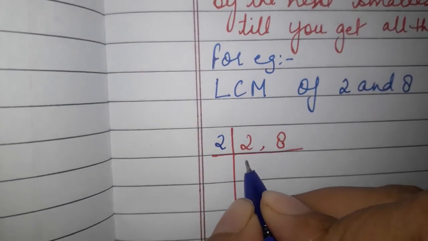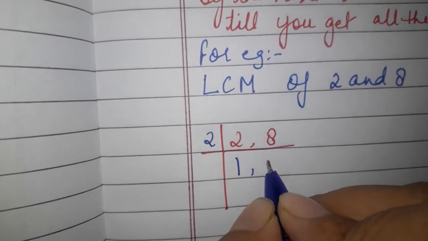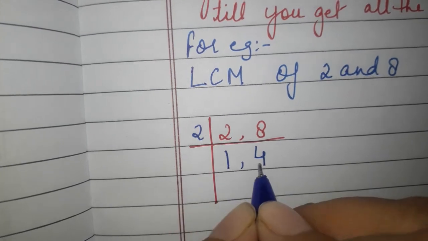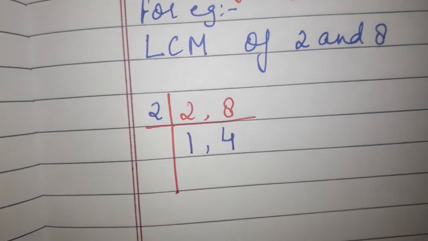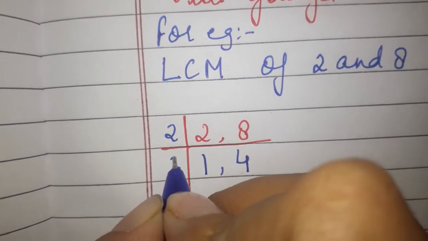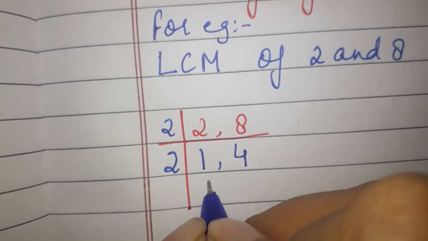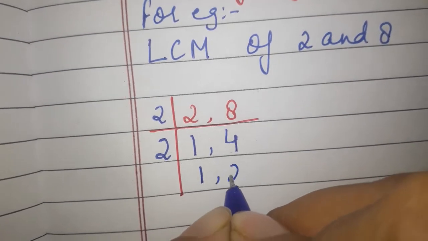2 will go how many times? 1 time. 2 ones are 2, and 2 will go how many times? 4 2s are 8. Okay, now we will not divide this number by 4. No, 4 is not a prime number, so we will not divide it by 4. Again we will divide it by 2. Okay, 2 will come down as it is, and then 2 2s are 4.